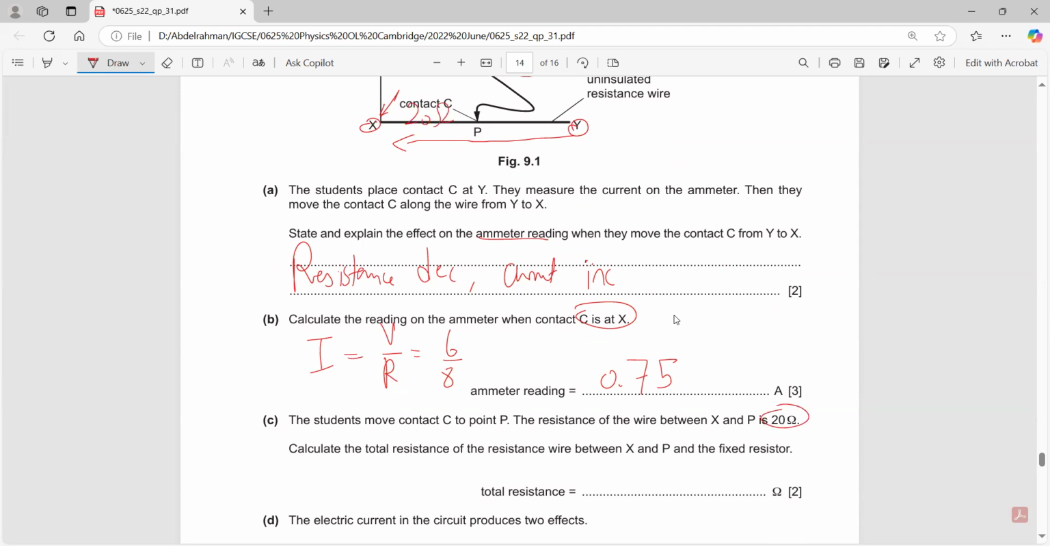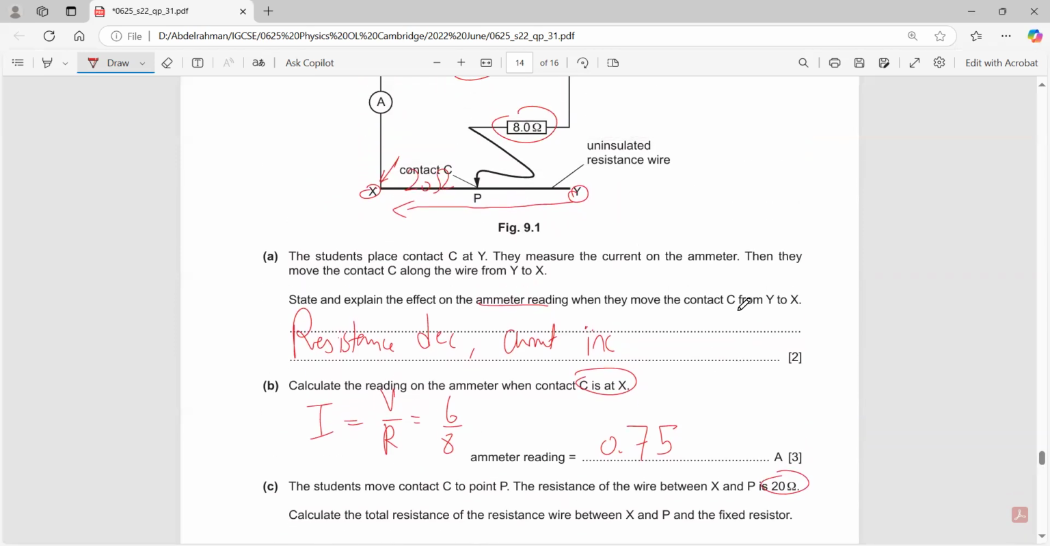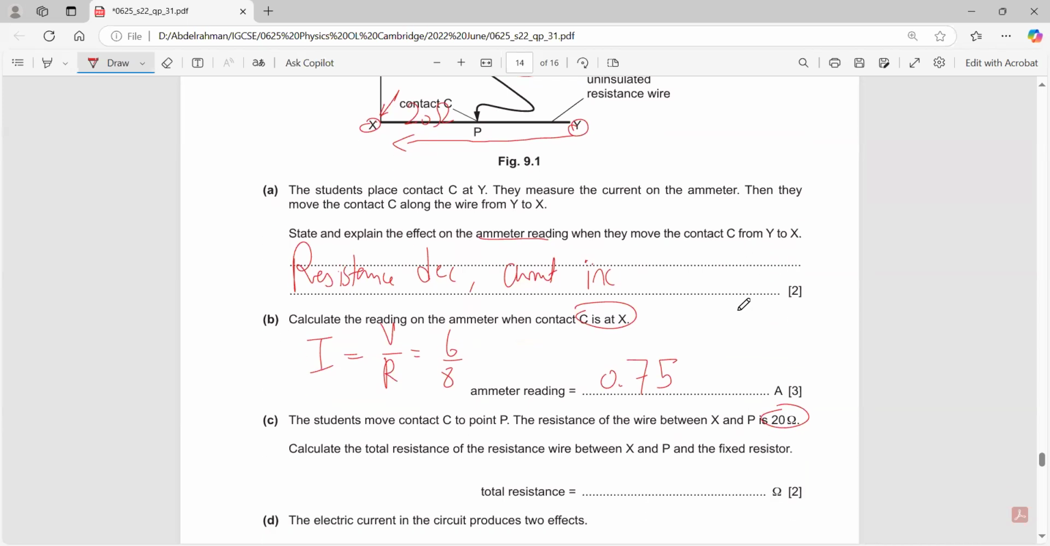20 ohms. Can I find the total resistance? I guess so. You have two resistors and they are in series. If you have resistors in series, what should you do to the total resistance? How can you find the combined resistance? You just add them up. So 20 plus 8 is 28 ohms. Yeah.